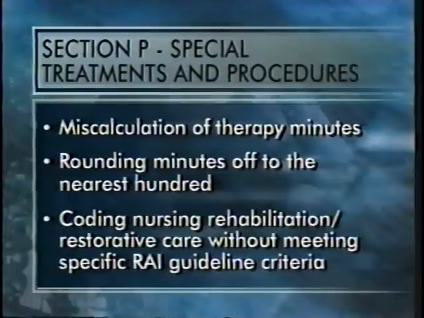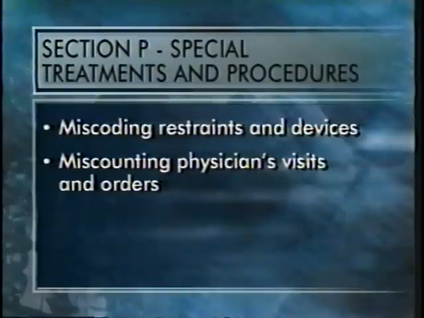Some examples of those inaccuracies include rounding minutes off to the nearest hundredths, choosing a RUG score for a resident and then computing the total minutes of therapy required to attain that RUG score instead of determining the resident's need for therapy. Coding nursing rehabilitation, restorative care without meeting the specific RAI guideline criteria. Miscoding restraints and devices. Miscounting physician visits and orders.